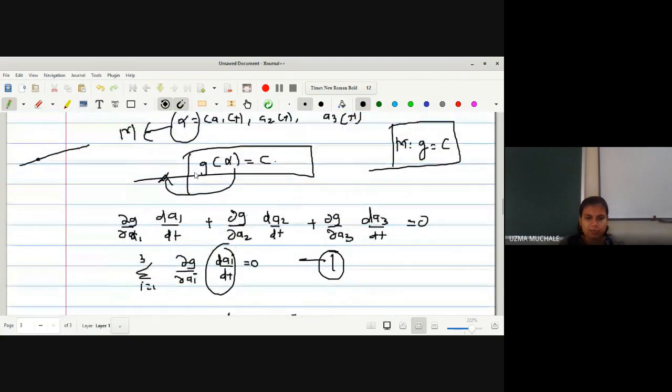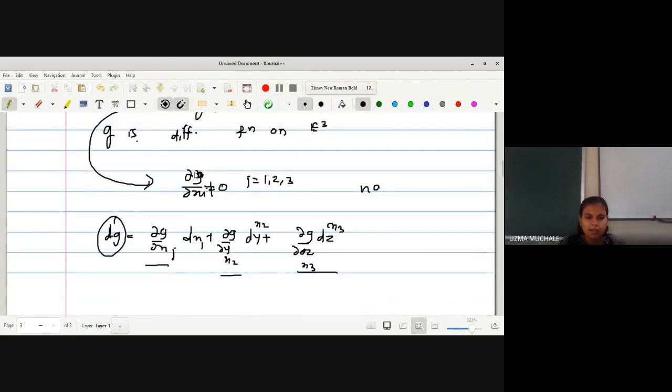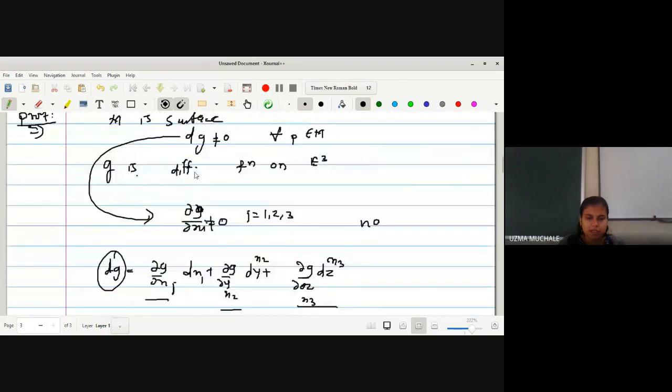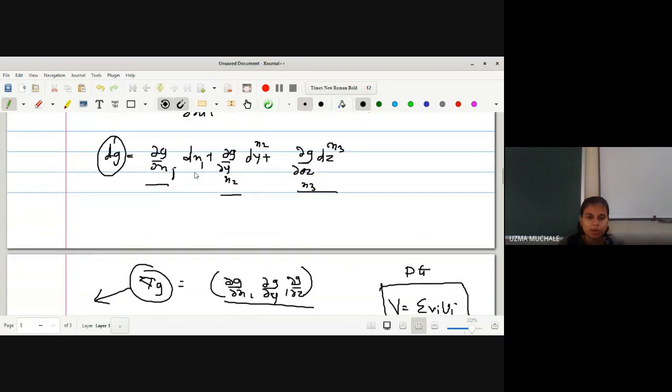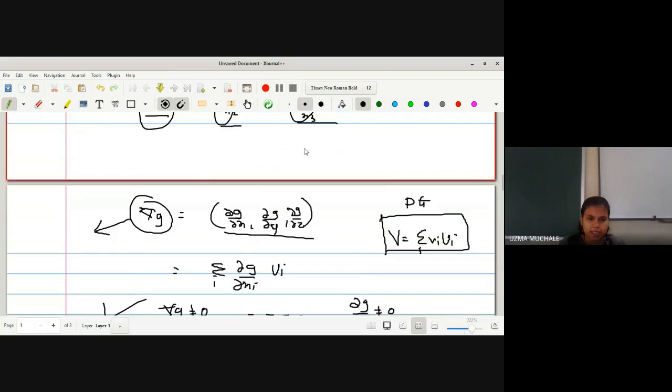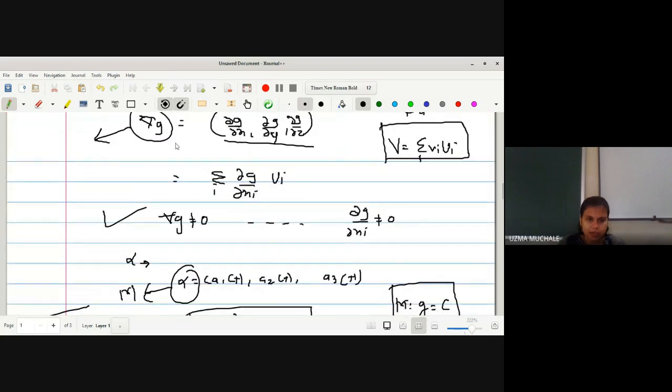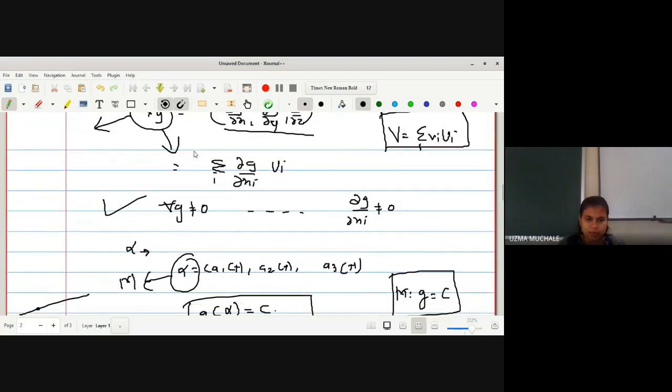It is simple. What do you have to do? Whatever given thing you have, you have to utilize. If it is a surface, dg should not be 0. If dg is non-zero, all those dou g by dou xi terms will be non-zero, which ensures that your del g is non-zero. Okay, if these are non-zero, then del g is non-zero.